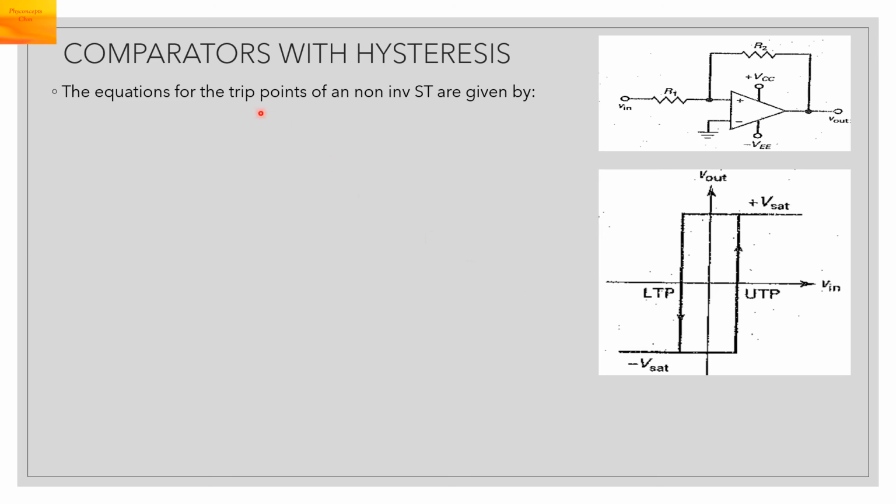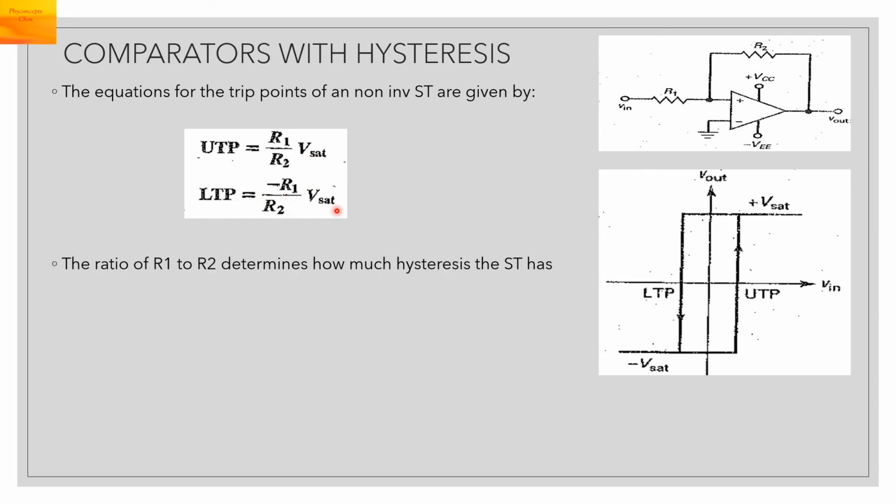So the equations for the trip points we will write down as UTP is equal to R1 upon R2 into V sat, and LTP is minus R1 upon R2 into V sat. The ratio of R1 to R2 determines how much hysteresis the Schmitt trigger has. A designer can create enough hysteresis to prevent unwanted noise triggers.